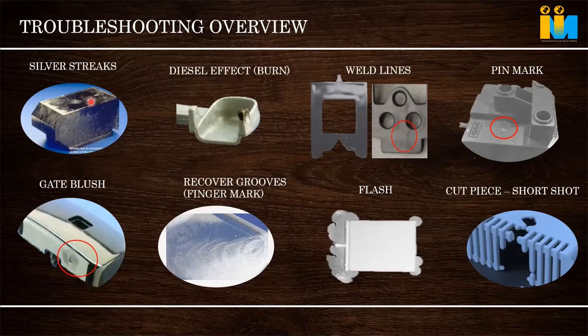The water inside the granules will become steam when it is heated in the molding machine, and it forms a streak. This is known as silver streak. To fix this problem, proper drying of the raw material as per the specification is very, very important.